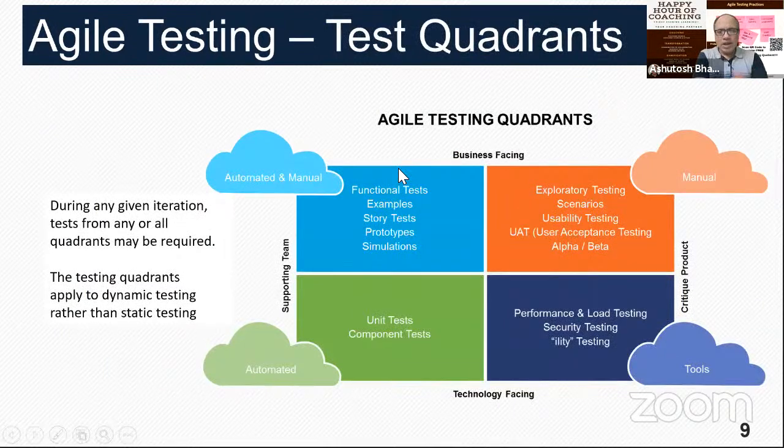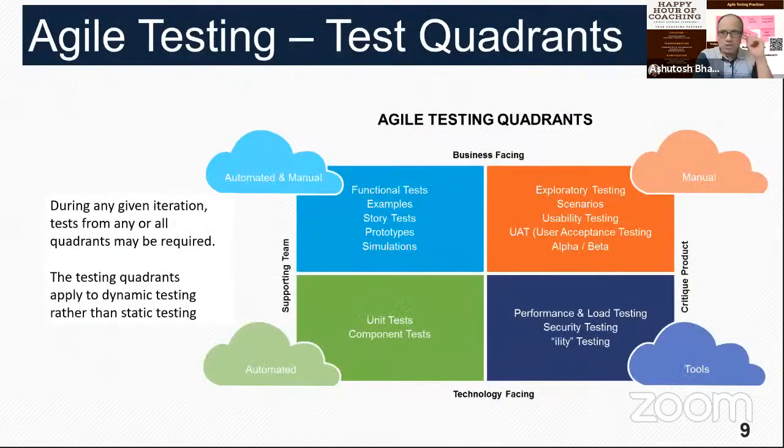Okay, let me next go to a very interesting model. This is by Lisa Crispin, not Lisa Adkins. Lisa Adkins is an agile coach; Lisa Crispin is an expert agile testing professional. She has proposed this model, called the model of four quadrants, or the four quadrant model of agile testing. So what is this model talking about?